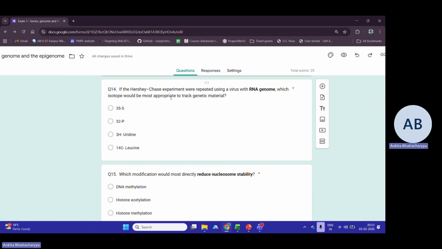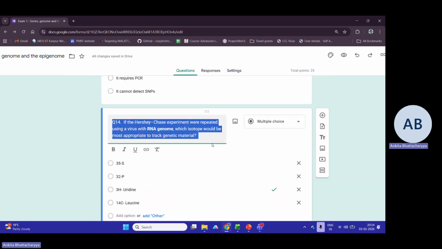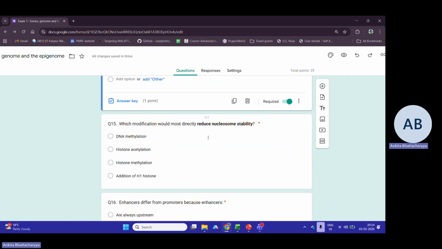The Hershey-Chase experiment was repeated using a virus with an RNA genome. Which isotope would be the most appropriate to track the genetic material? If we have the RNA genome, then using uridine, which would have made it the most unique marker for RNA, would have been the most appropriate isotope for tracking. This is a hypothetical question, but you might get questions like this somewhere else as well.